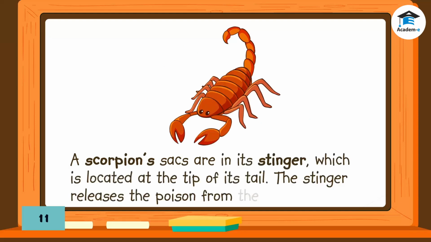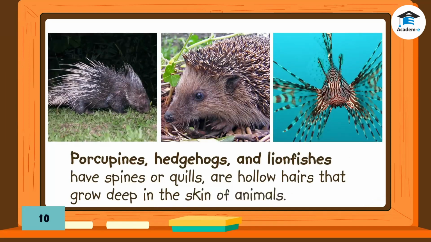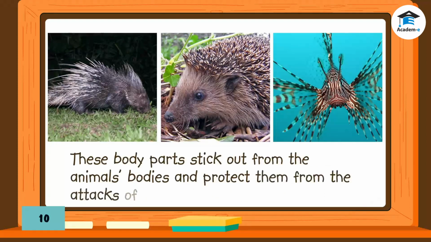A scorpion's sacs are in its stinger, which is located at the tip of its tail. The stinger releases the poison from the sacs. Porcupines, hedgehogs, and lionfishes have spines or quills, or hollow hairs that grow deep in the skin of animals. These body parts stick out from the animals' bodies and protect them from the attacks of other animals.